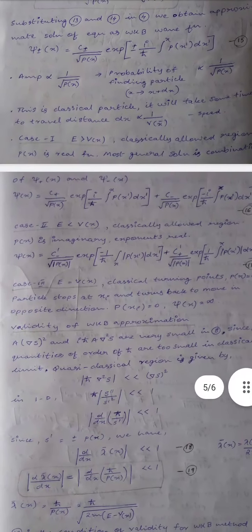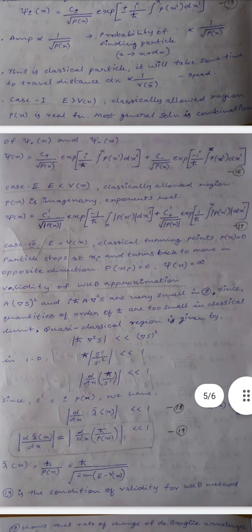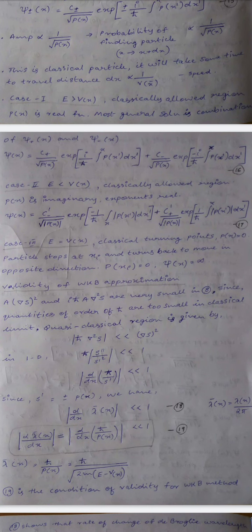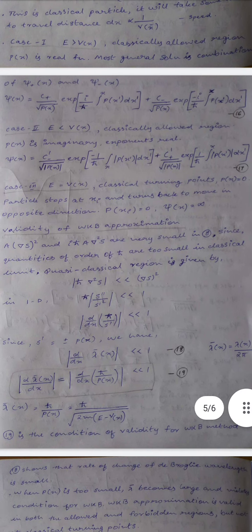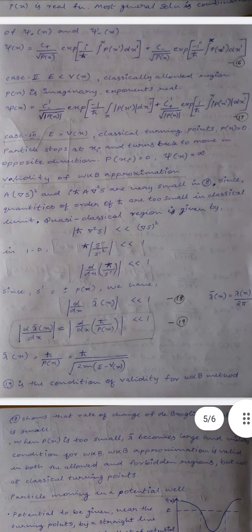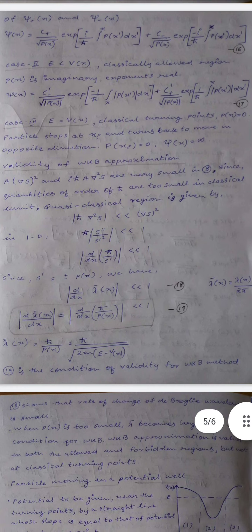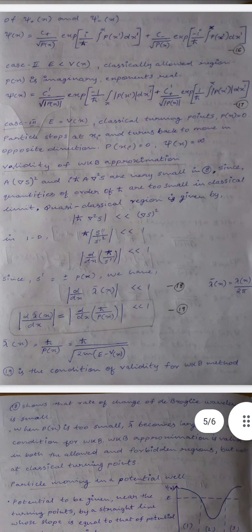And the third case is the point E equal to V of x. Energy and potential are equal. These are called classical turning points. Here, the classical momentum p of x is equal to 0. The particle stops at these turning points and turns back to move in the opposite direction. Since the classical momentum at the turning points, p of x1, equals 0, the wave function is also 0. Psi is also 0 at these points.